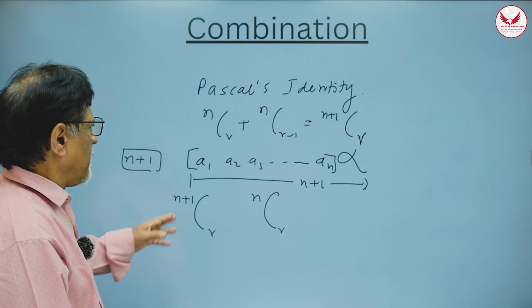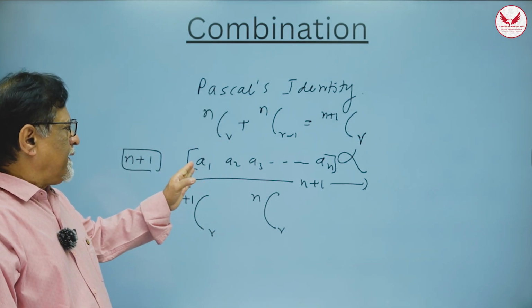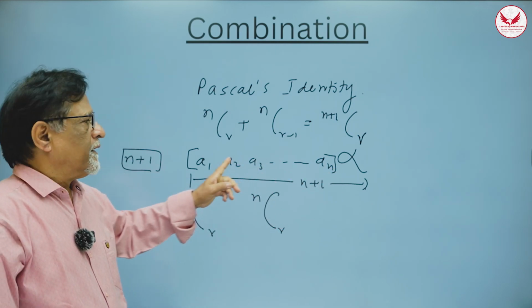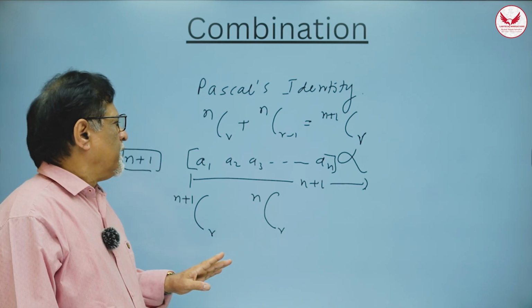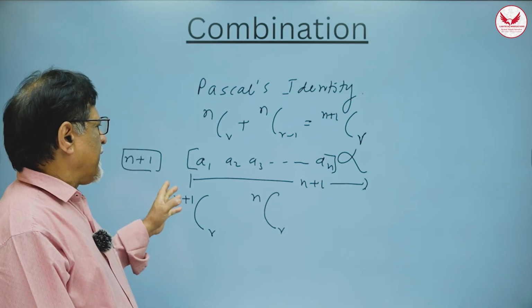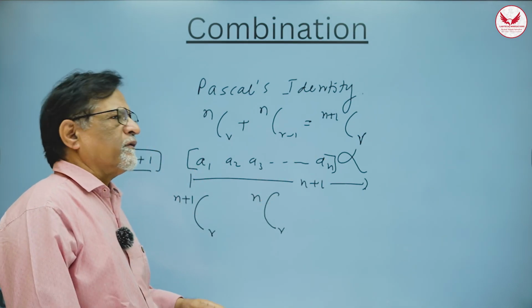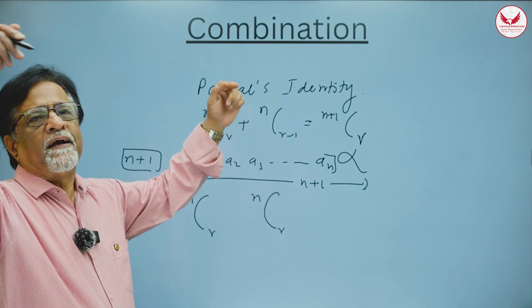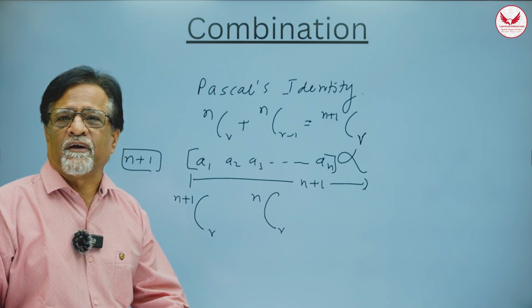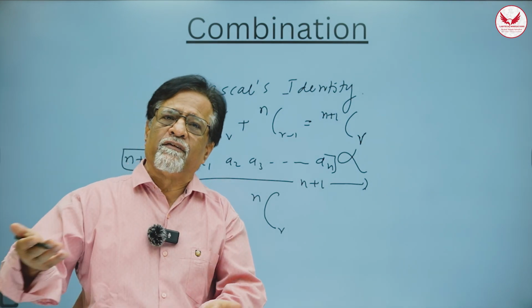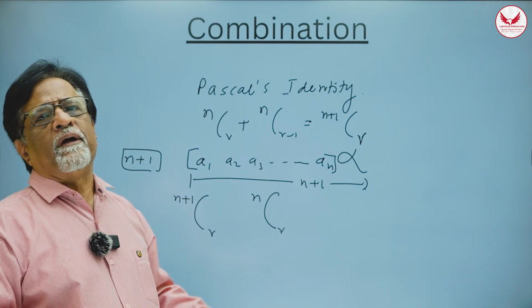Do you understand? I will repeat again that there are n plus 1 objects. There are n objects and alpha is different from them. Okay. So now I want to select r objects out of this n plus 1. So there are two ways of doing it. Either alpha is there or alpha is not there. If alpha is there, how many selections are there? And if alpha is not there, how many selections are there? Total will give me (n+1)Cr.